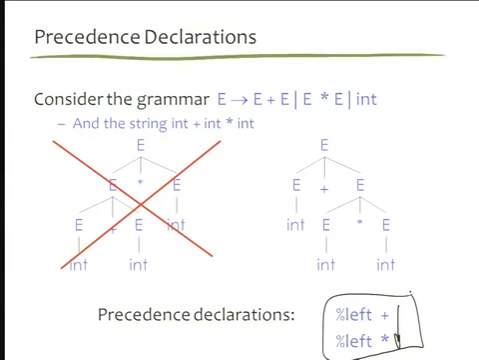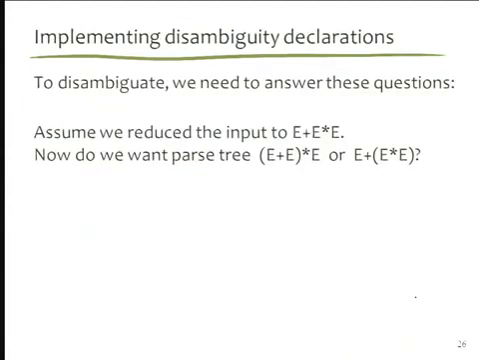Because they are all left associative with the same precedence, so essentially considered equal. So how do we actually implement them? Now, we need to start thinking what the rule will do, and that will be another implementation task for you. So imagine that we have already reduced the input to E plus E times E.